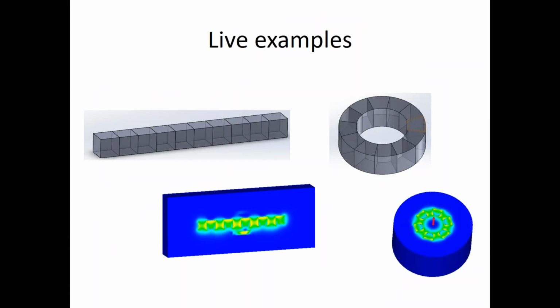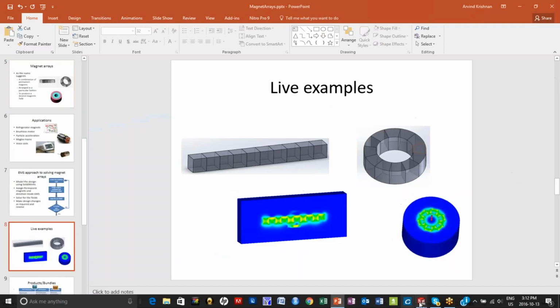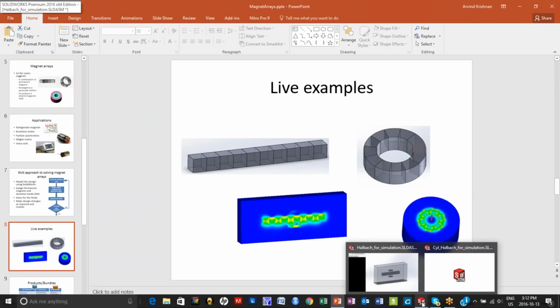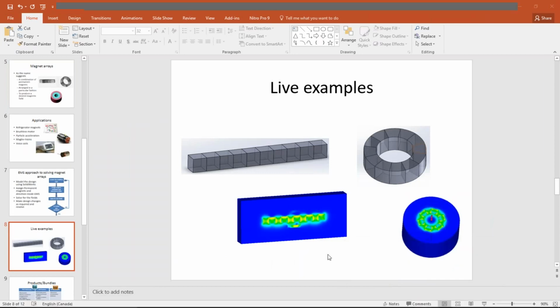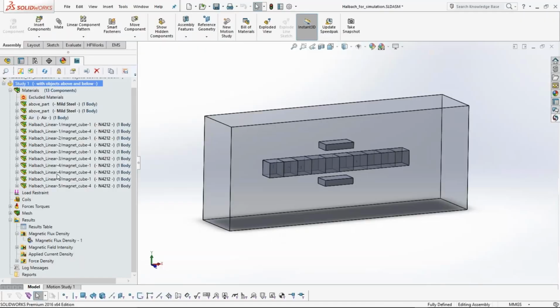So now I think it's time for us to take a look at some live examples as to how you can assign magnet arrays, you can simulate them, and you can understand how they look. So without further ado, I'm going to go ahead and open SolidWorks to go over our two examples. Now this is the first example.